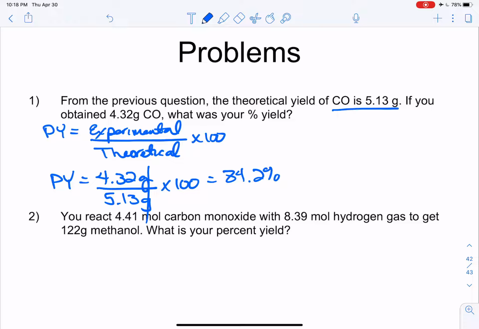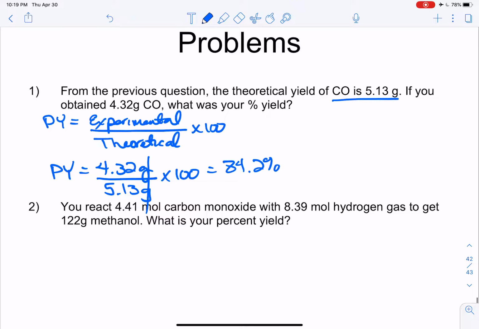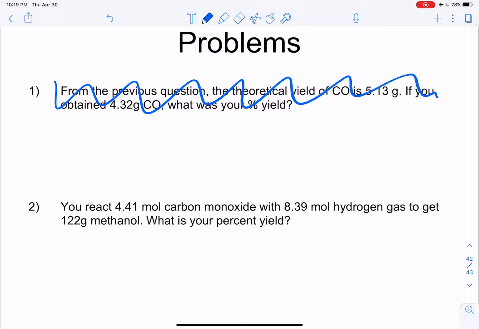That's really good. Okay, so number 2 says you react 4.41 moles of carbon monoxide with 8.39 moles of hydrogen gas to get 122 grams of methanol. What is your percent yield? So on this one, I'm going to walk you through this entire process, and we're going to put everything that we did together. So I'm going to give myself a little bit more space up here.